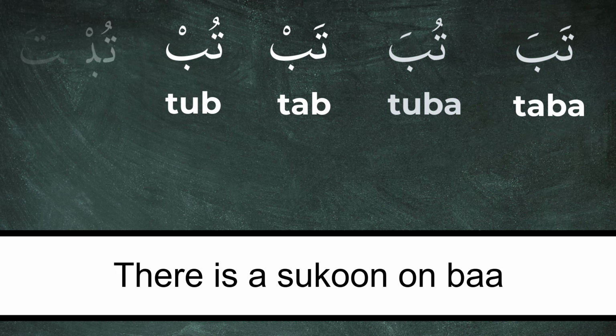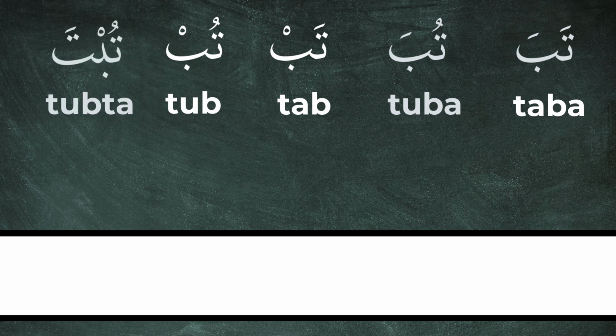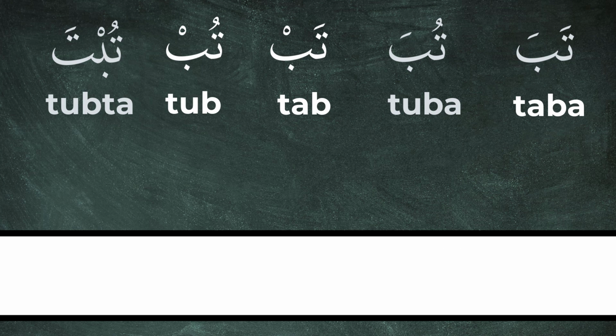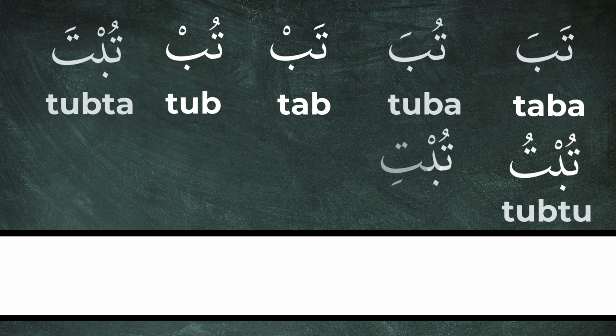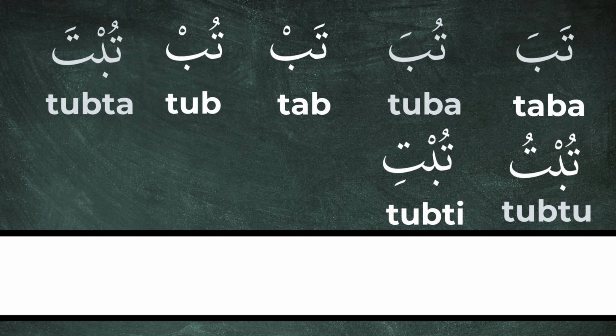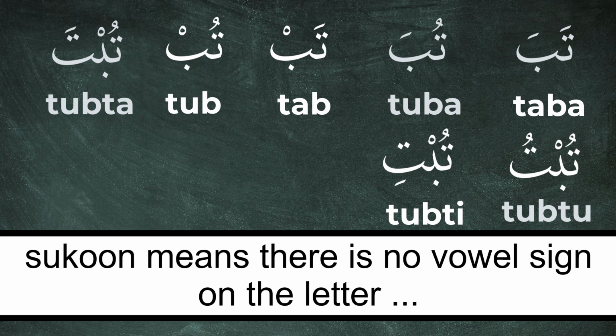If I write like this, brother, Tubta. So we did not pronounce Ba in its normal way as we pronounce Ta. And if I put dhamma here, tubtu. If I put kasra here, tubti. So Ba has a Sukoon. It means it has no vowel sign. Sukoon means there is no vowel sign on the letter. Is it clear, inshallah?